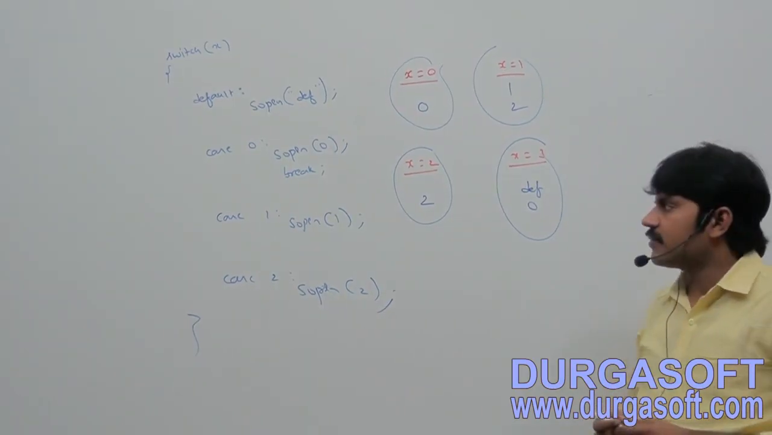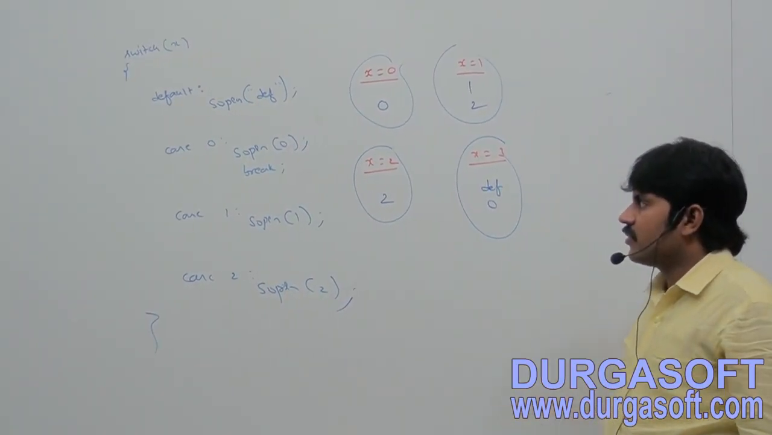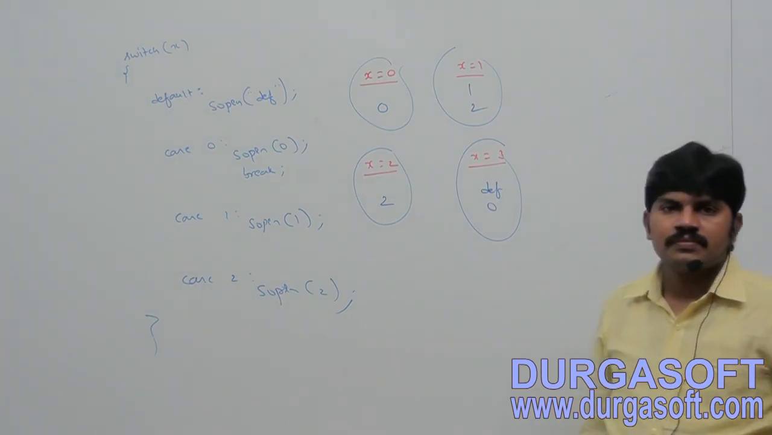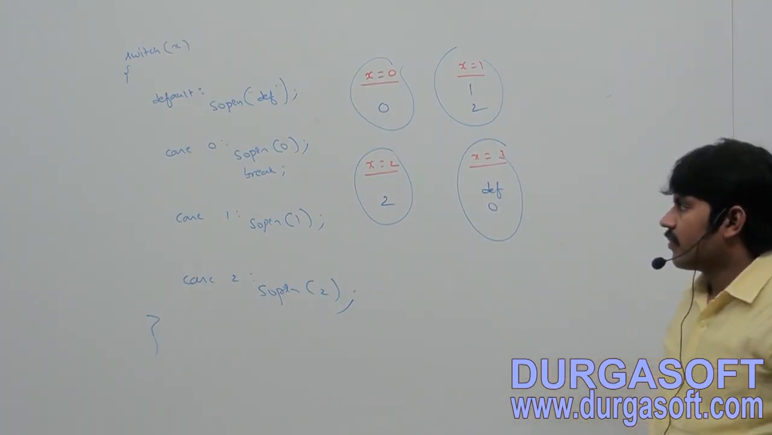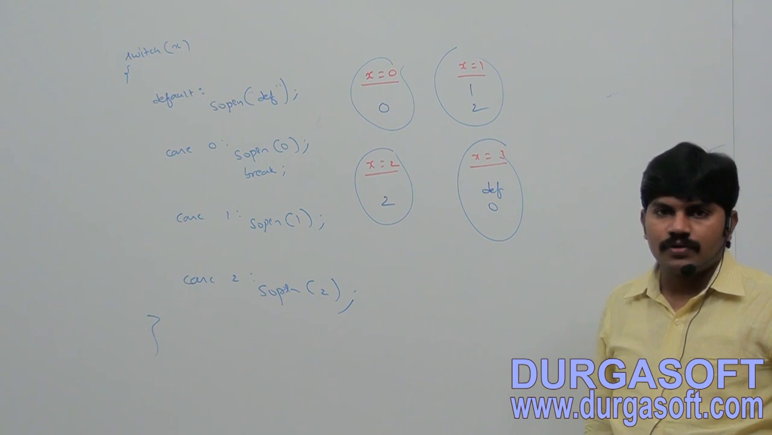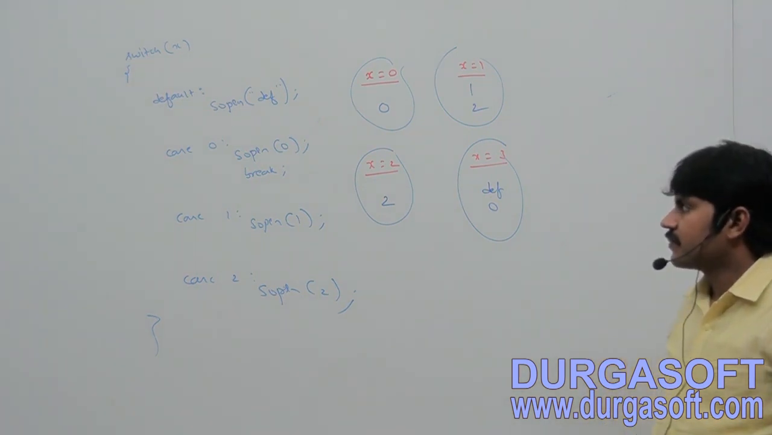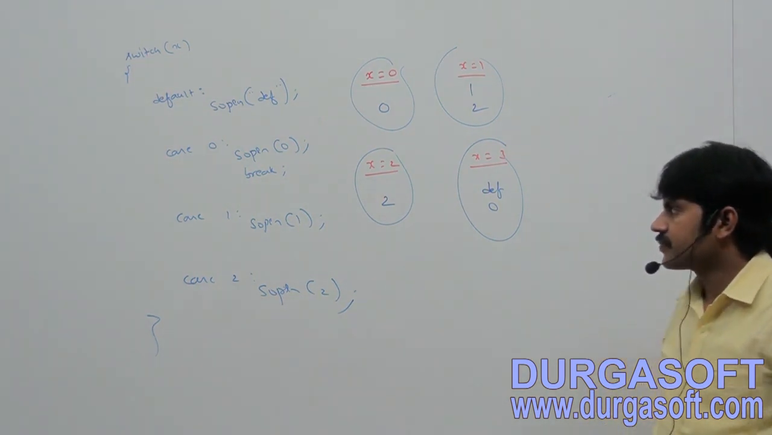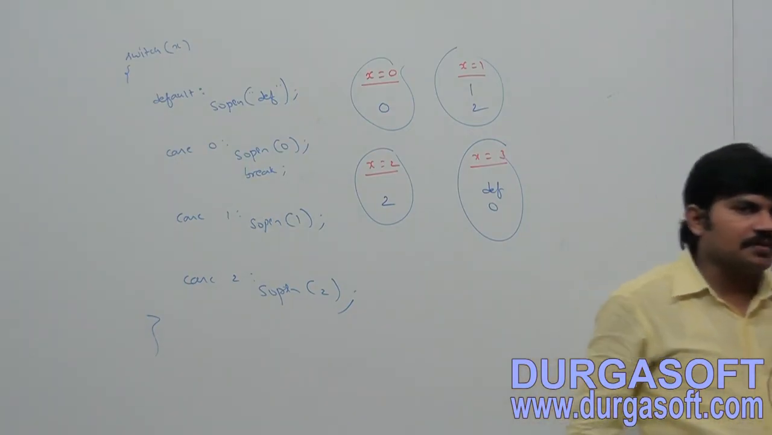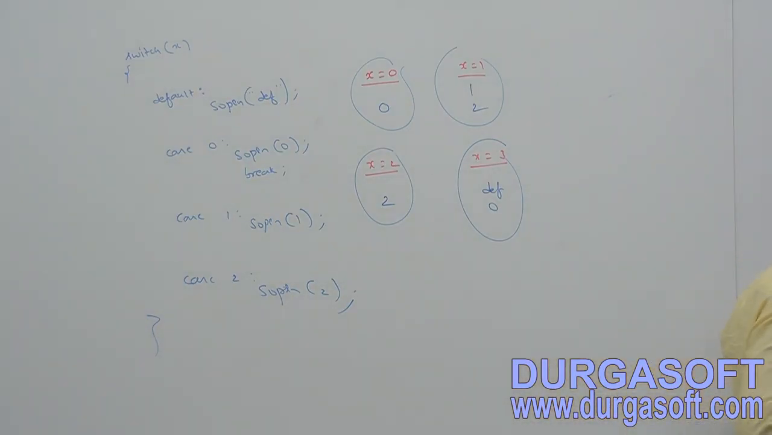Switch of X, default, SOP of def, case 0. Take it clearly.